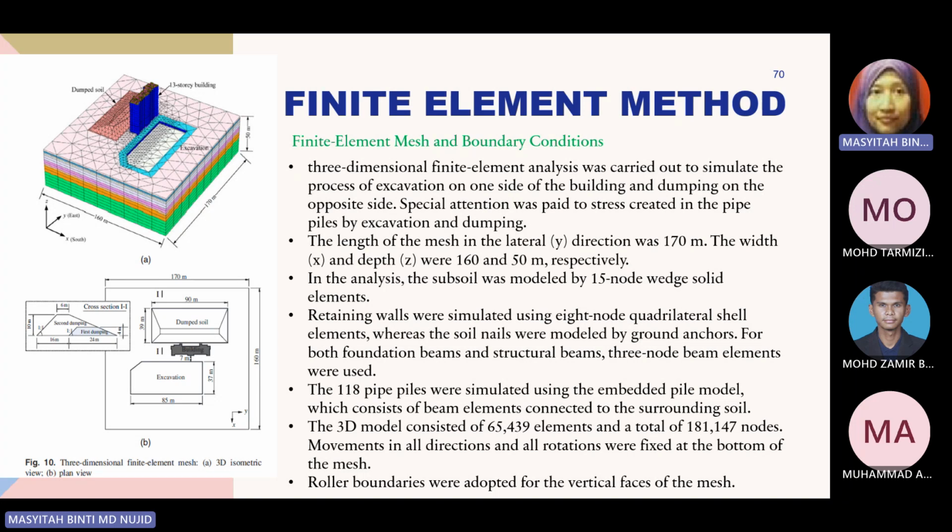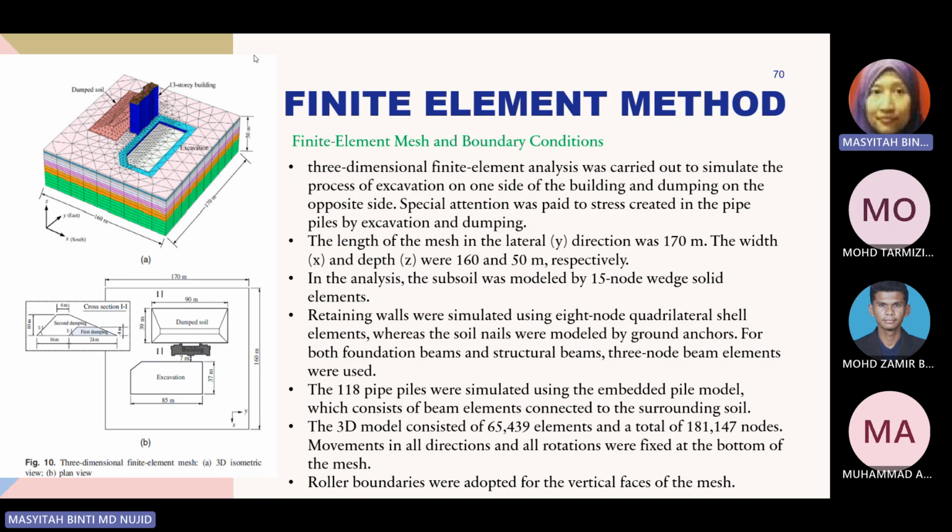The fine sand layer was modeled under drained conditions. So the effective drained modulus, E effective, was estimated from the blow count number N of the standard penetration test, and the retaining walls and pipe piles were assumed to be elastic, with elastic moduli of 30 and 38 gigapascal.